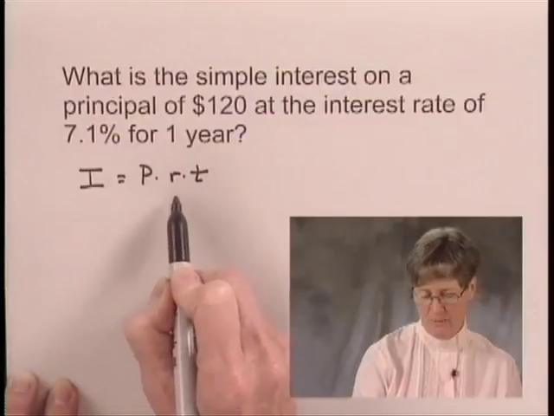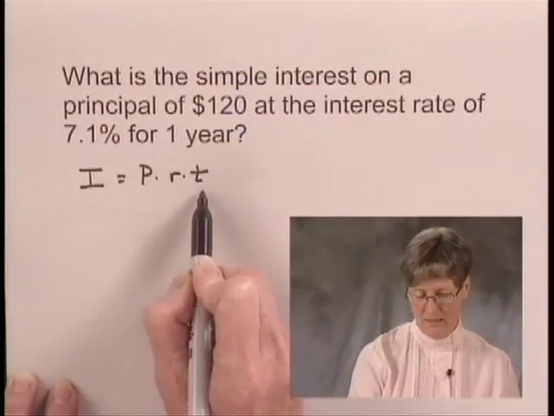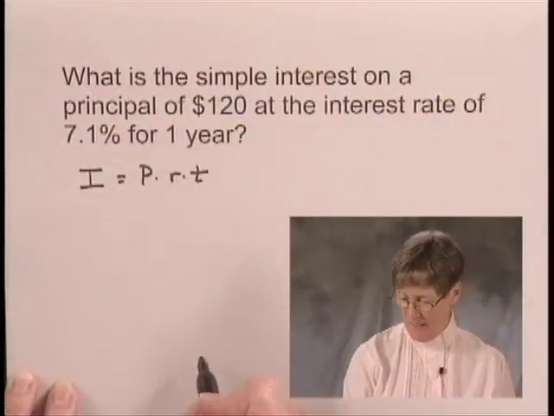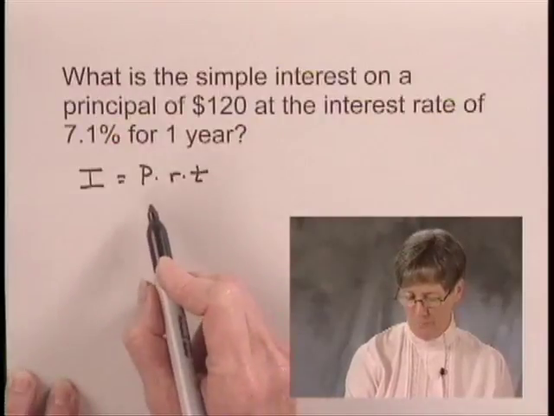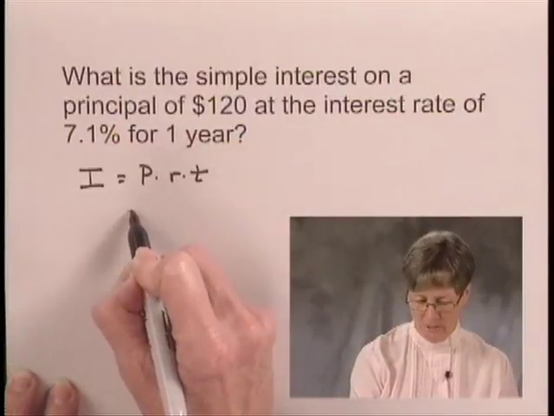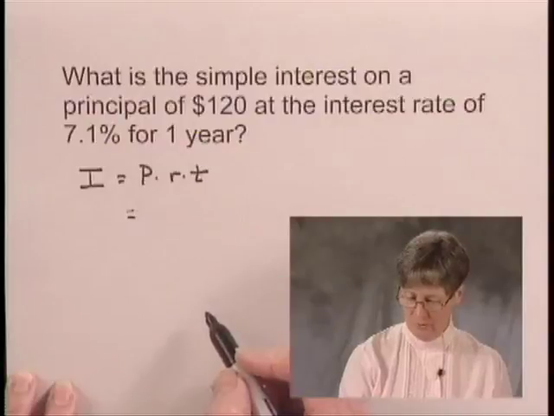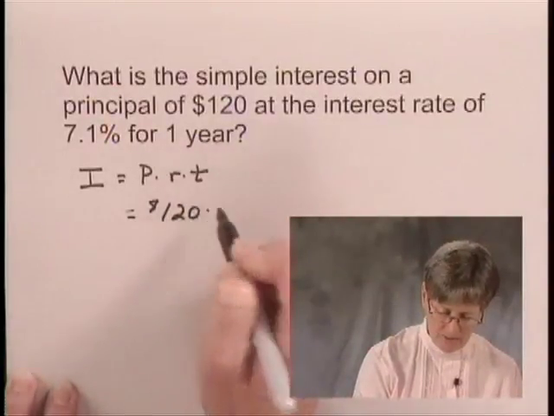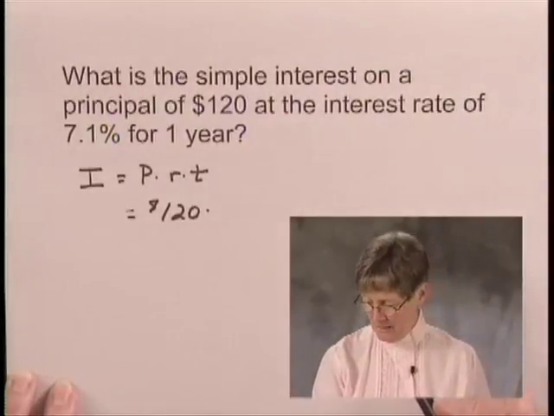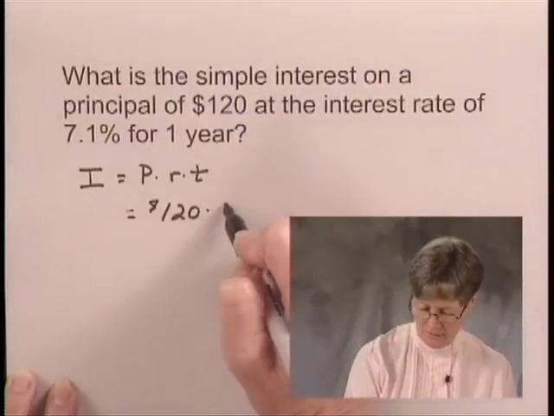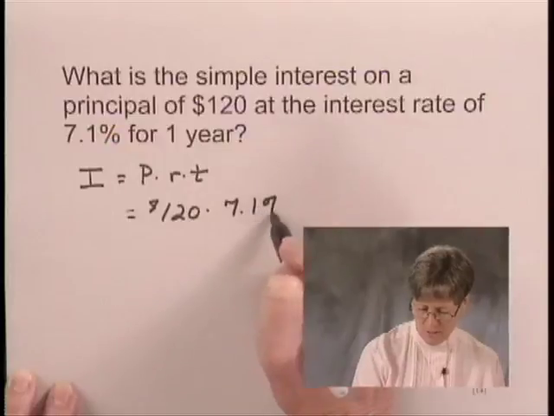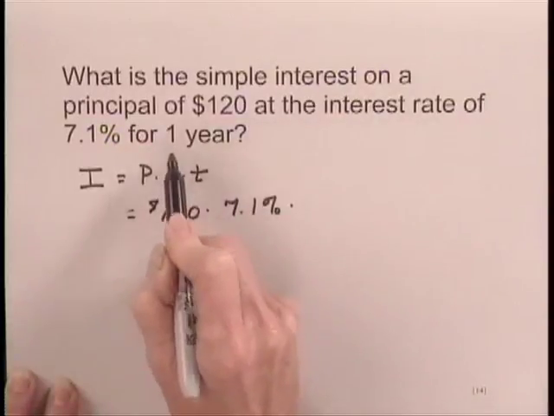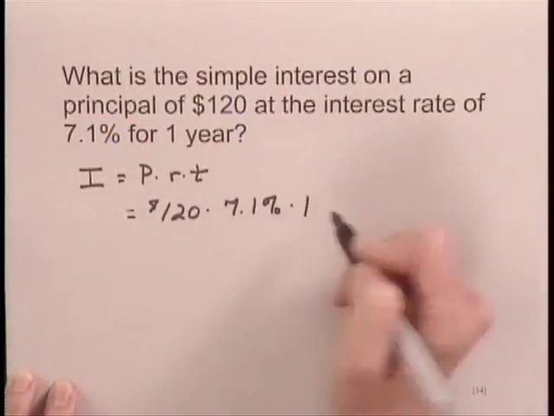So P is principal, R is the interest rate, and T is the time of the investment. And we'll just substitute for P, R, and T in this formula to find the interest. We're told that the principal is $120, so we'll substitute that for P. The interest rate is 7.1%. Substitute that for R. And we're told that this investment is made for 1 year, so we substitute 1 for T.